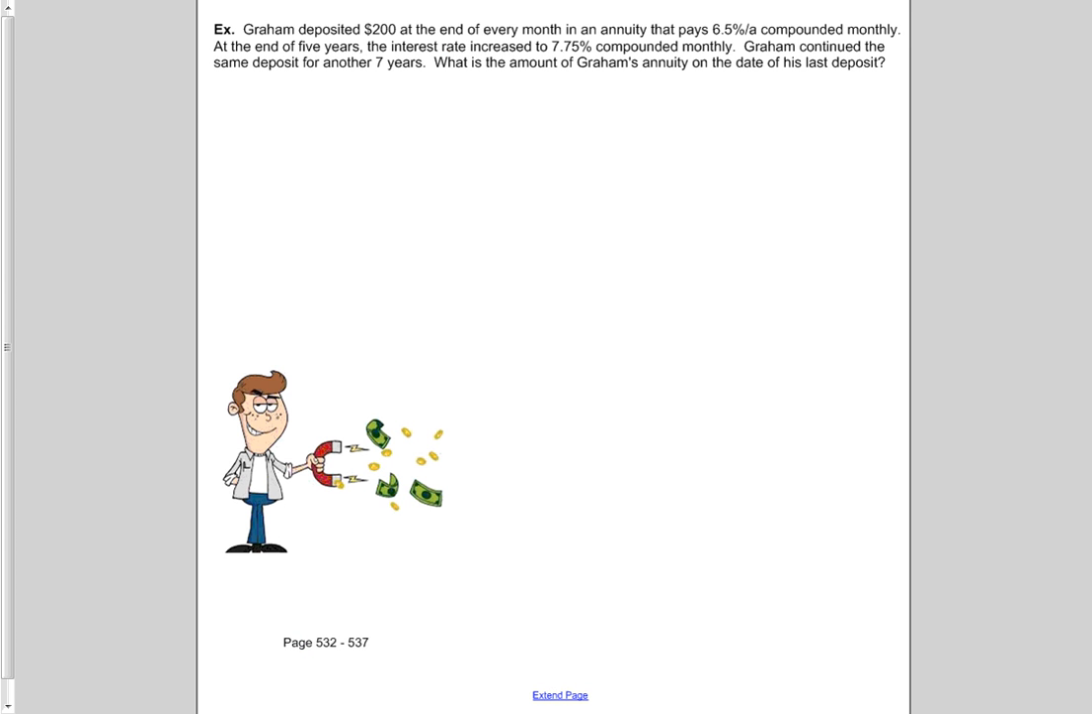Next problem, Graham deposited $200 at the end of every month in an annuity. Well, there it is right there, annuity. We also know regular deposits deposited at the end of every month. We have an annuity. And now we just need to decide whether it's a present value or a future value. He is saving this at the end of every month. At the end of 5 years, something happens, and then he deposits for a little bit longer. What is the amount? So we've even told you what kind of a question this is.